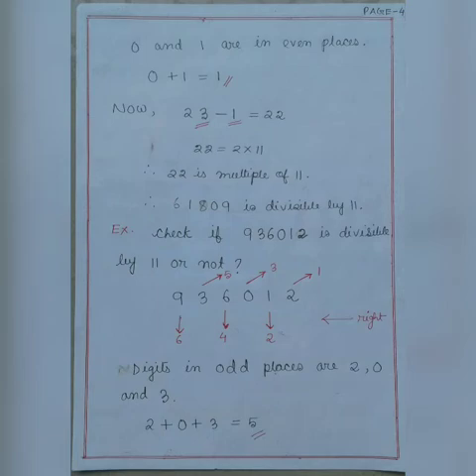I have written the number 936012. From the right side, I shall give numbers to the digits. For 2, I have given number 1. For 1, I have given number 2, which I have written below. For 0, I have given number 3, which I have written above. For 6, I have given number 4, which again I have written below.